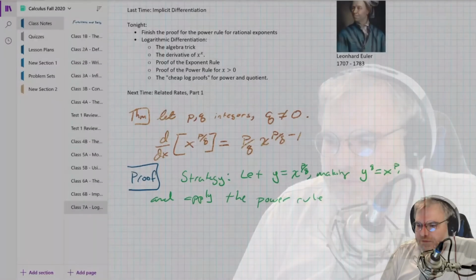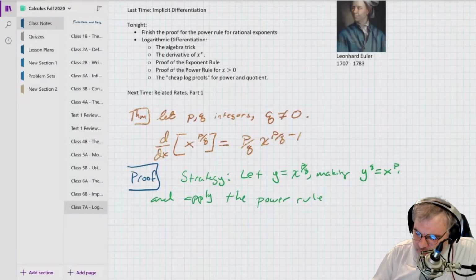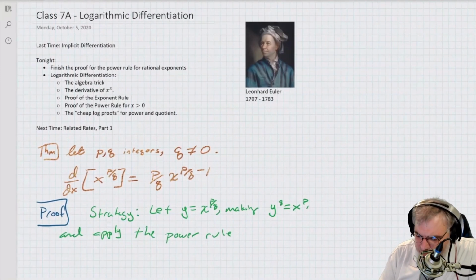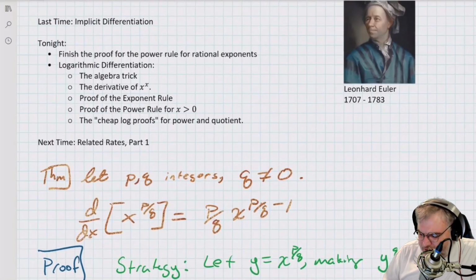So let's see if this still works. There it is. As I said, tonight we're going to finish the power rule for rational exponents. That's not log yet. And then we'll do this again with log, so we'll kind of clear everything up there.